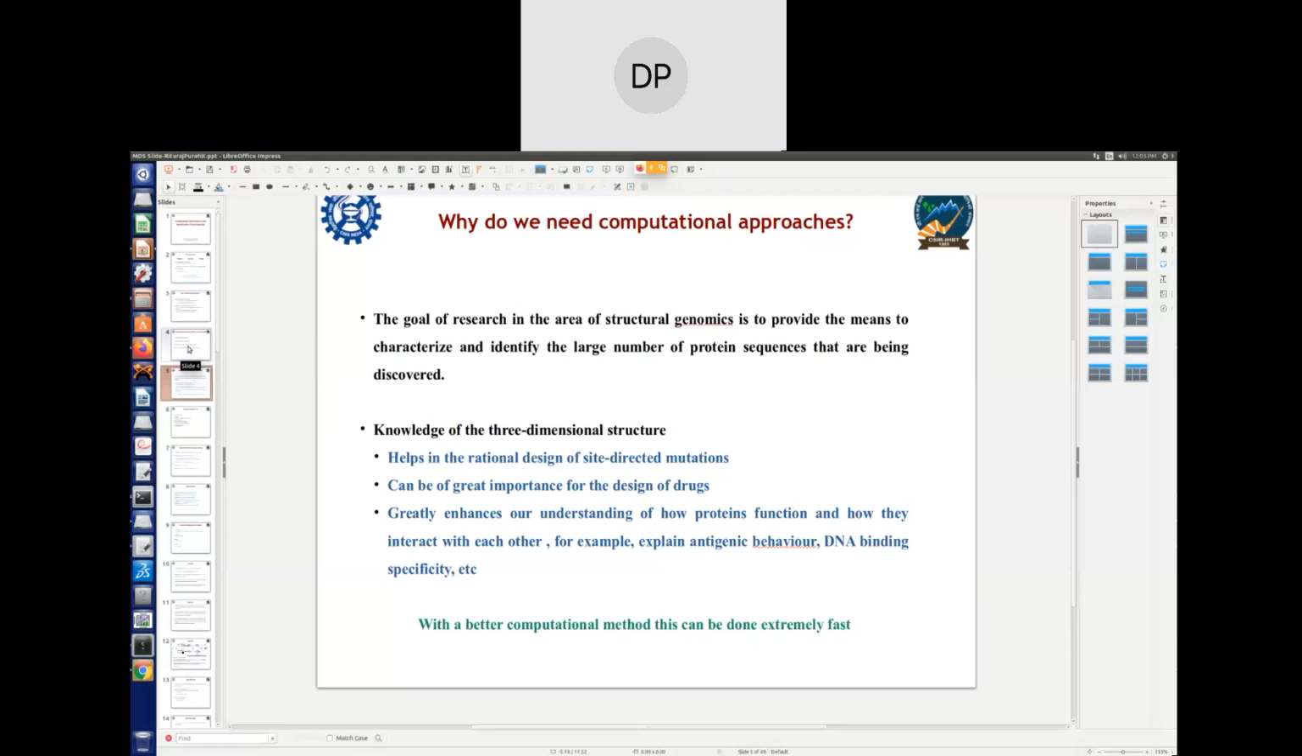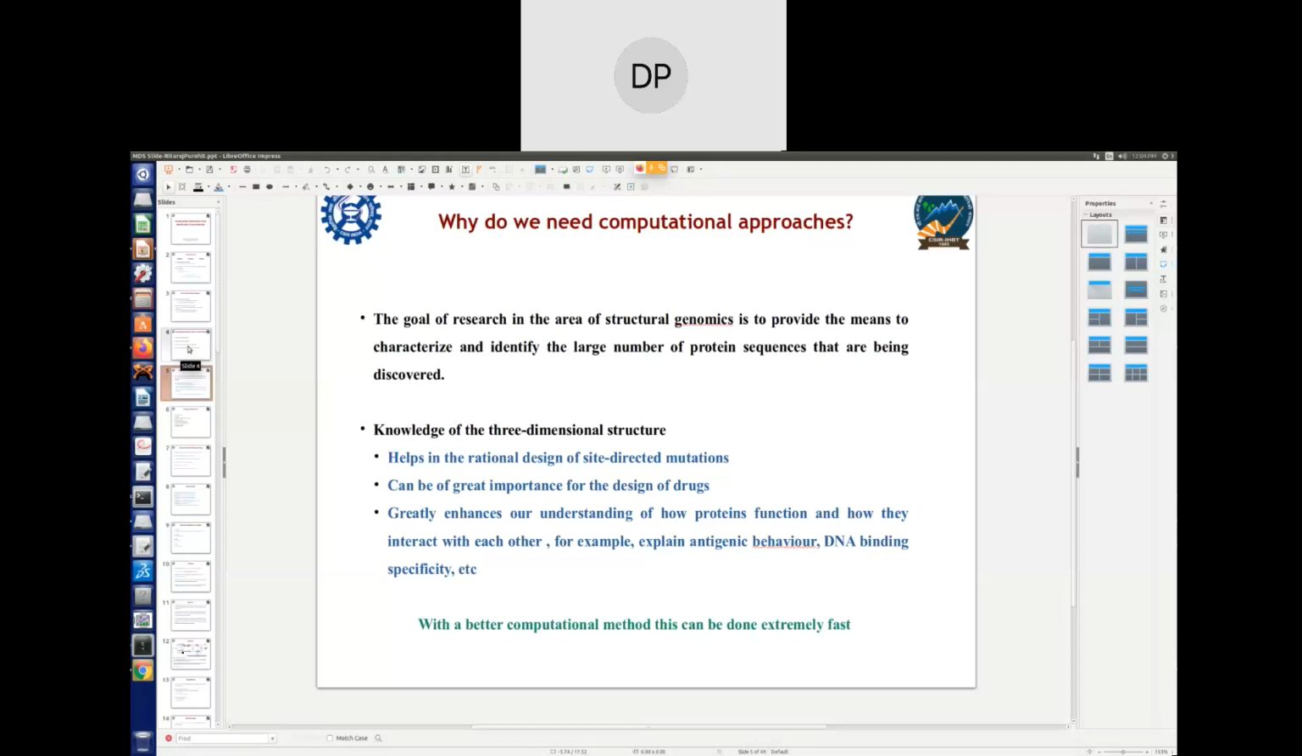It greatly enhances our understanding of how proteins function and how they interact with each other. For example, explaining antigen behavior, DNA binding specificity. So for all these, we need to have the protein structure. If you want to observe some kind of interaction between two important proteins like antigen and antibody, then you should have the structure of that antibody and antigen. With a better computational method, this can be done extremely fast. That's why we need computational approaches.